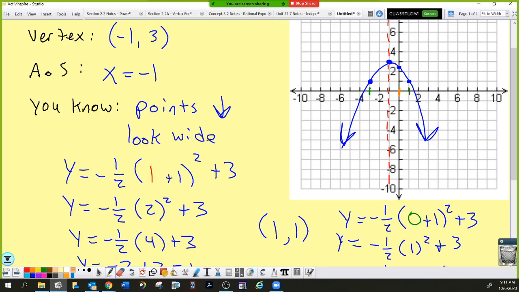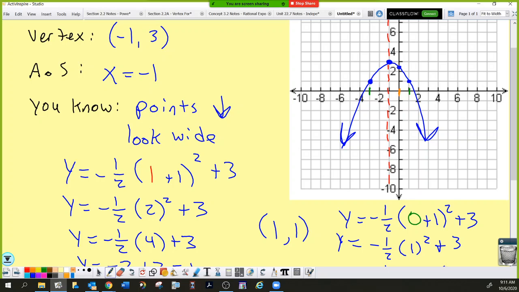I just didn't want to have to plot a decimal. But if you are comfortable with it, you can. So you see, it still landed right on my curve. Okay? So you could go to the right 1 and use 0, or the right 2 and use 2. So you can use any number you want.